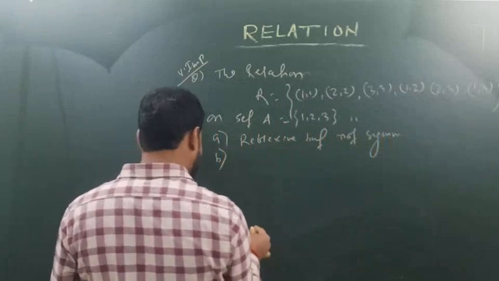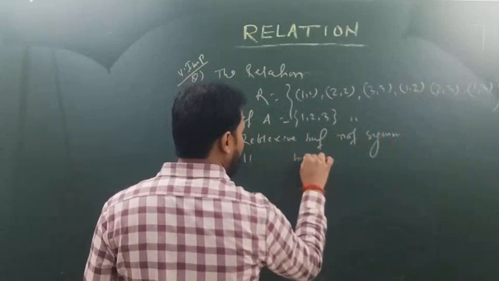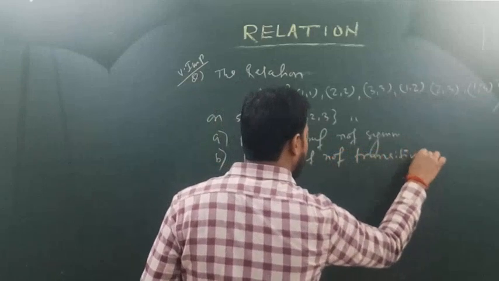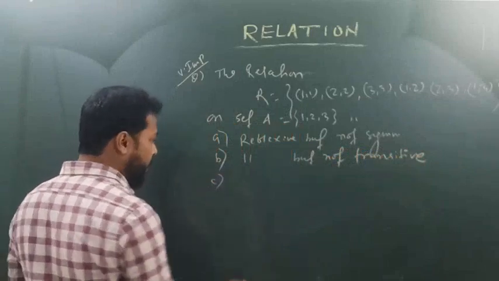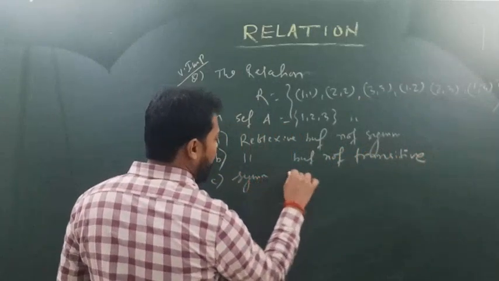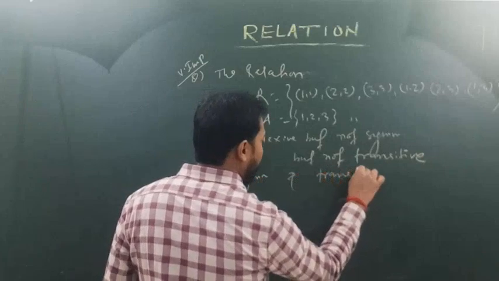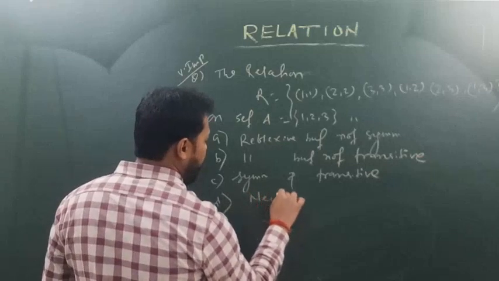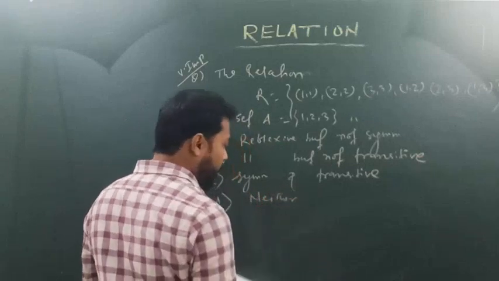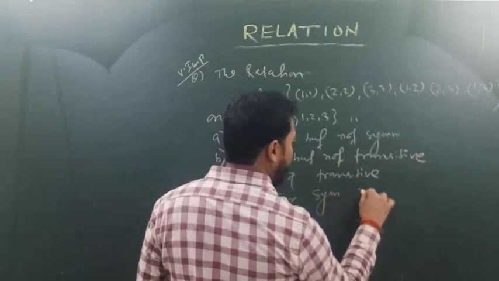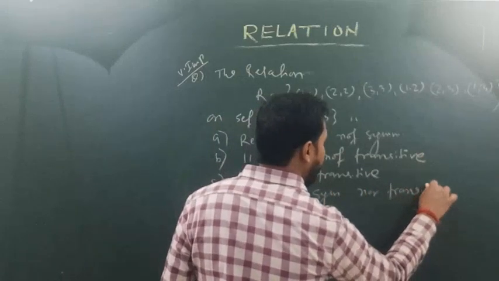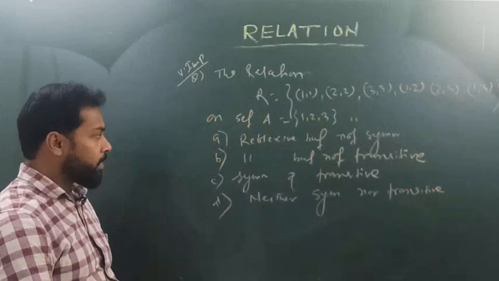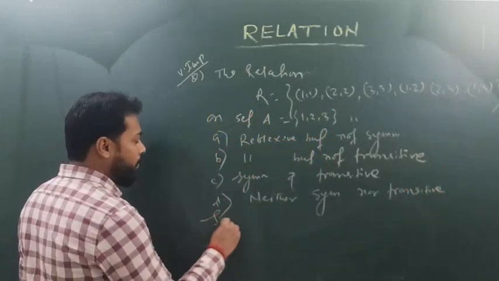Option B is reflexive but not transitive. Option C is symmetric and transitive. And option D is given: neither symmetric nor transitive. So these are the 4 options given here. We have to check out which one is correct. So one by one we will check here.